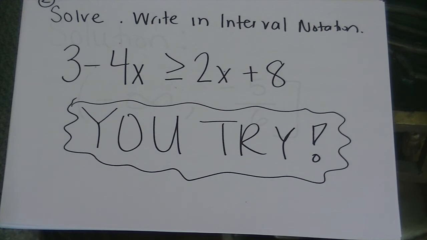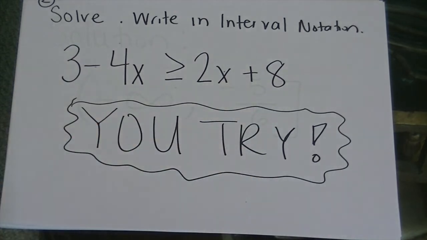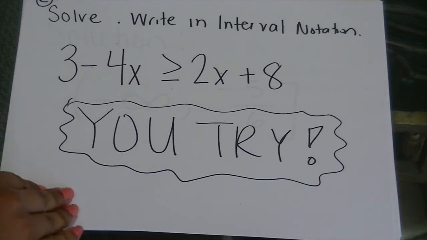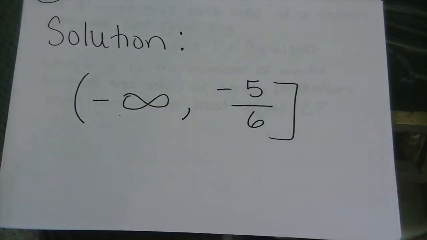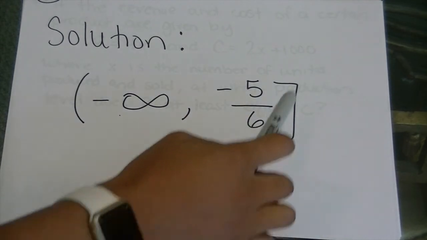Okay, now you're going to try the next one. So I want you to solve this inequality that says 3 minus 4x is greater than or equal to 2x plus 8. And I want you to write your answer in interval notation. So go ahead and pause the video and try to solve it. Hopefully you got negative infinity, comma, negative 5 over 6 with a bracket.